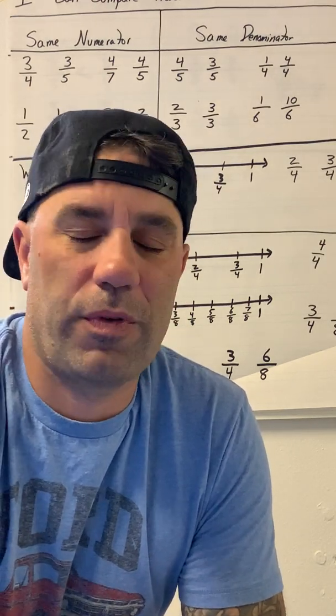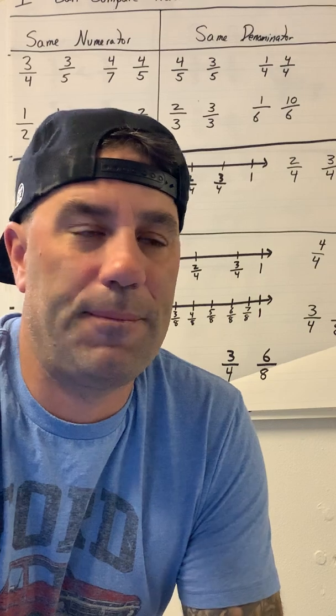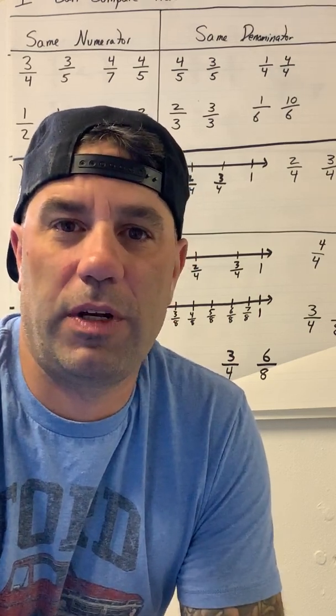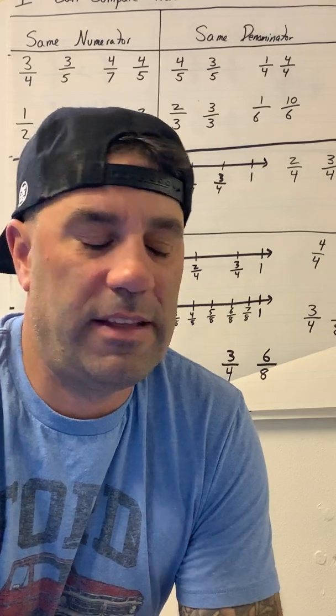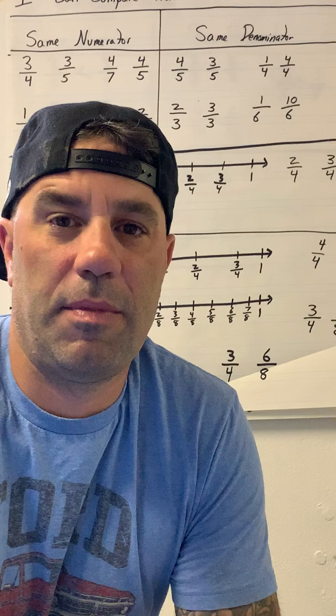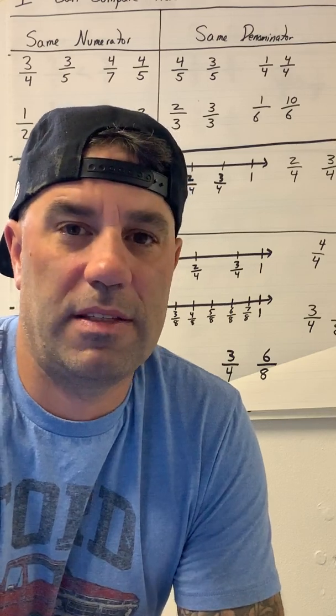Rocking out. Super easy lesson today. Piece of cake, nothing new. We're just comparing fractions. Today we're going to get number lines, and some are going to be no number lines, but they'll be the same numerator or the same denominator. So it should be a piece of cake.